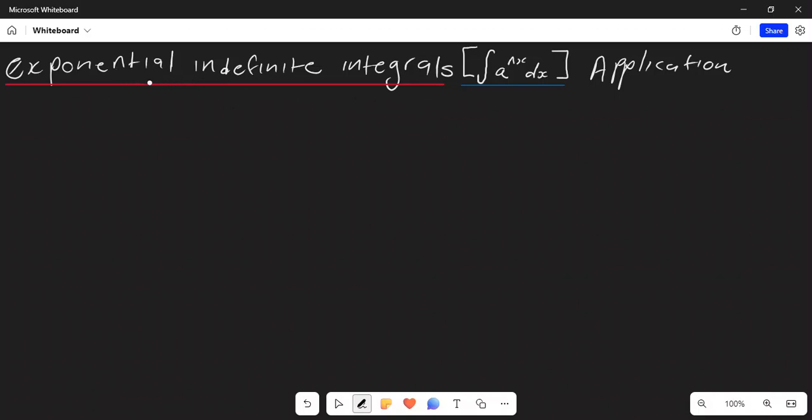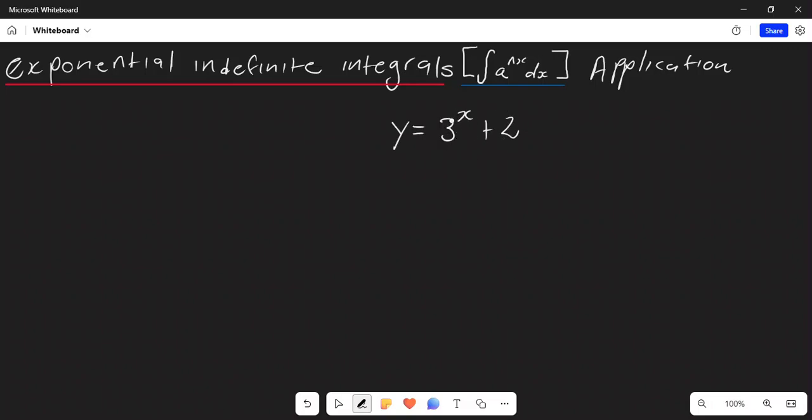So the exponential indefinite integrals, before we start doing them, how about we do a revision on differentiation, the counterpart of integration. So let's do a revision on differentiation of exponents. The exponential function usually looks like this. Let's say we have 3 to the power of x plus 2.